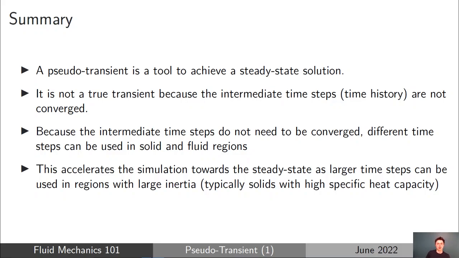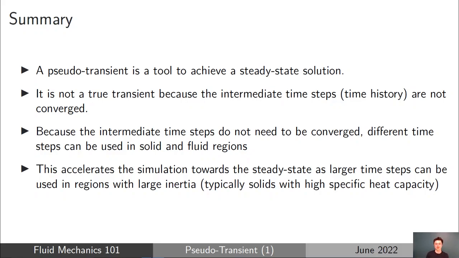So just to wrap up, I really want to emphasize that the pseudo-transient approach is a tool to achieve a steady state solution. It's very different to a true transient approach, because in a true transient approach, we also have to converge the intermediate time steps, or the time history. And we don't need to do that in the pseudo-transient approach because we're just jumping through time and we're trying to get to a steady state solution as fast as possible.